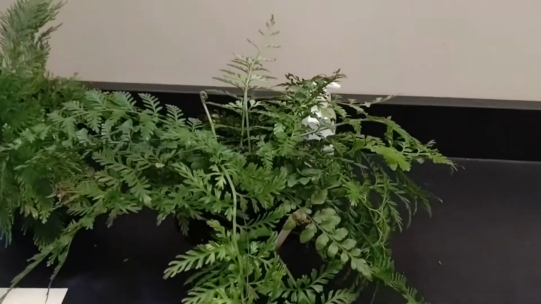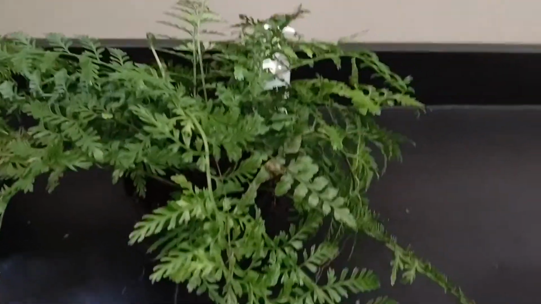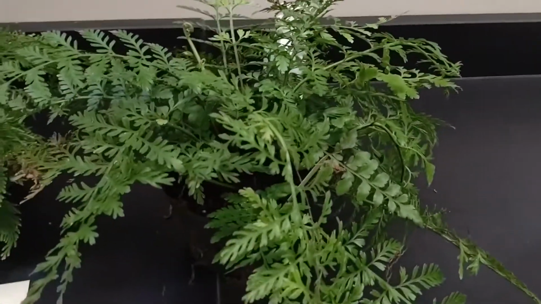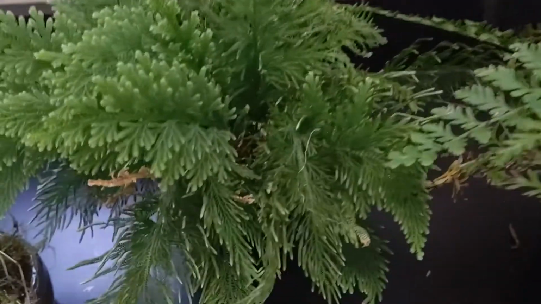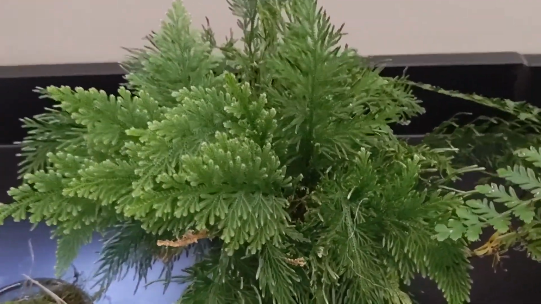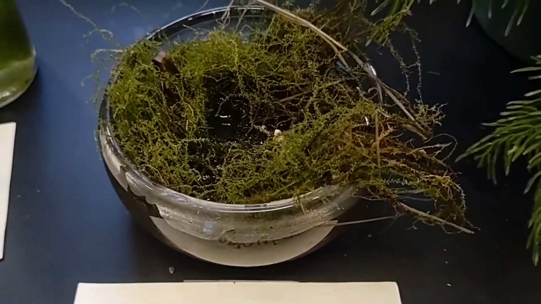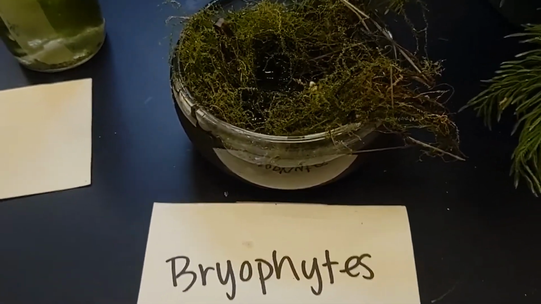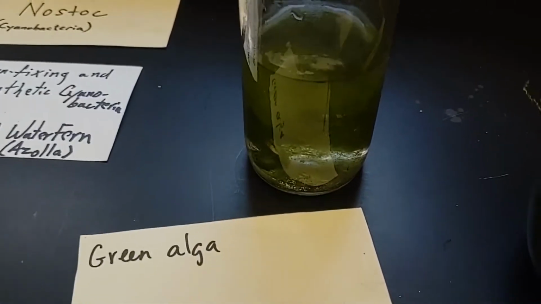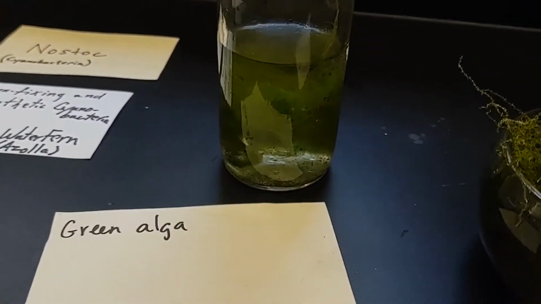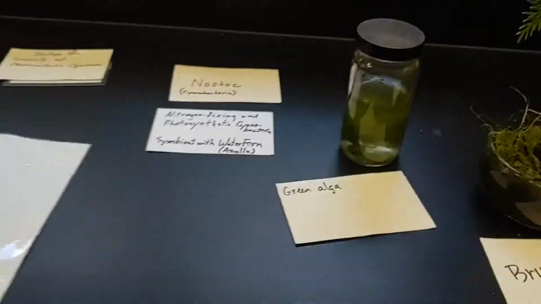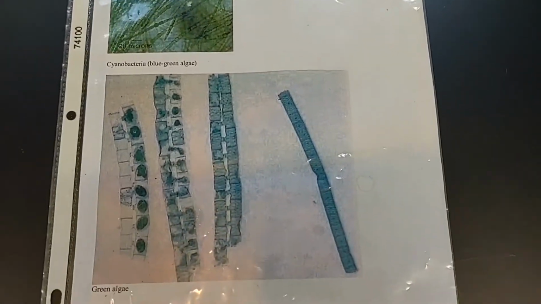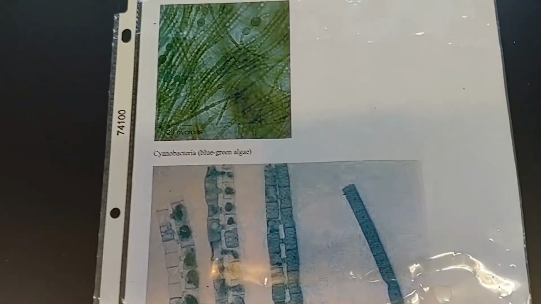Here we have a fern. Remember, ferns do have vascular tissue and do not have seeds, such as lycophytes. Bryophytes are non-vascular, so this is moss. Very close to the ground it grows. And green algae, so it kind of went backwards, evolutionarily. There. So here's some cyanobacteria that would precede the green algae, likely, evolutionarily.